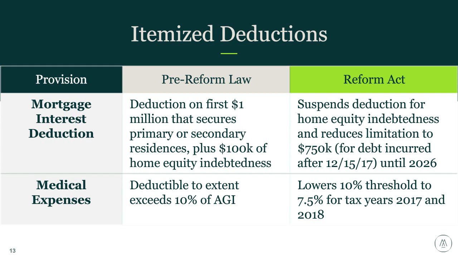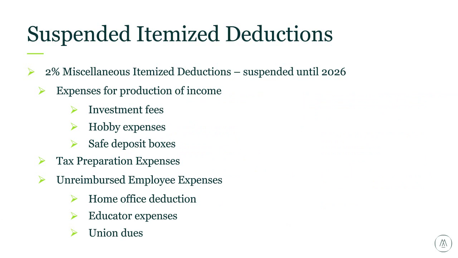Suspended 2% miscellaneous itemized deductions. These have also been suspended. So any investment management fees, tax prep fees, unreimbursed employee expenses, there's no longer a deduction available. Under the previous rules, there was a deduction, but it really depended if you were in alternative minimum tax or not, if you really received a benefit.